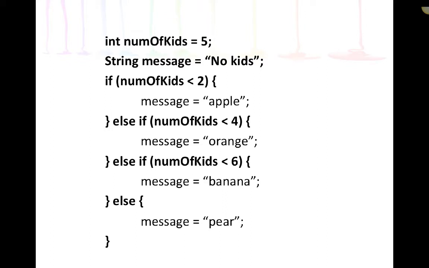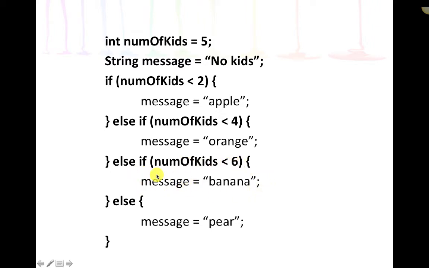Here's an example of an if statement with multiple choices. We have a number of kids variable set to 5, and it would come through here and evaluate what number of kids is. So in this case, number of kids, 5, is not less than 2, so it would not execute this one. It would pop down here and evaluate this part of the if statement. 5 is not less than 4, so it would continue to hop down to here. Finally, num of kids is 5, so 5 is less than 6, so it would change what's in message to be banana.